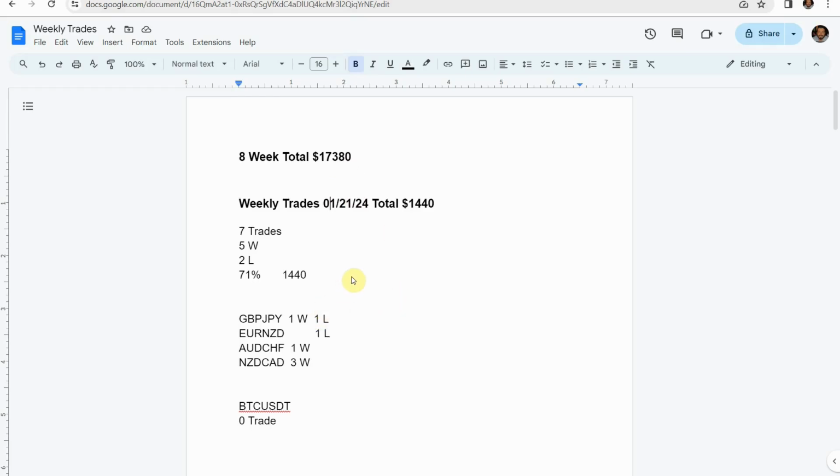Add that to our 8-week total, and we would have been at $17,380 altogether. And so when I say that you can make tens of thousands of dollars in just a few months, you can see how that's possible with just a few Forex pairs and a couple of handfuls of trades each week. You can be super profitable with the Academy of Forex Indicator.